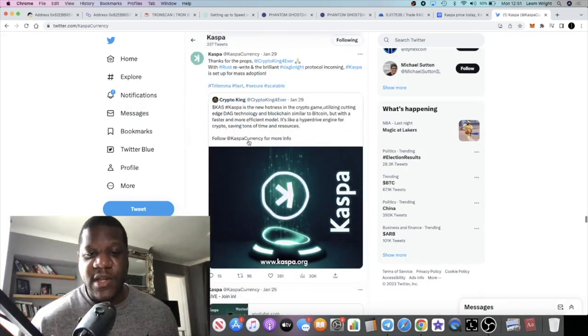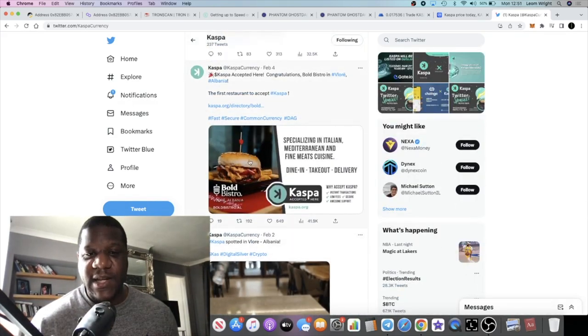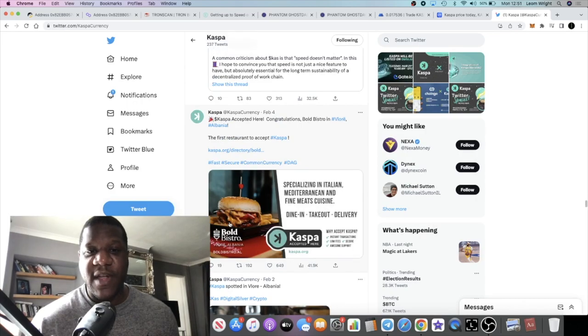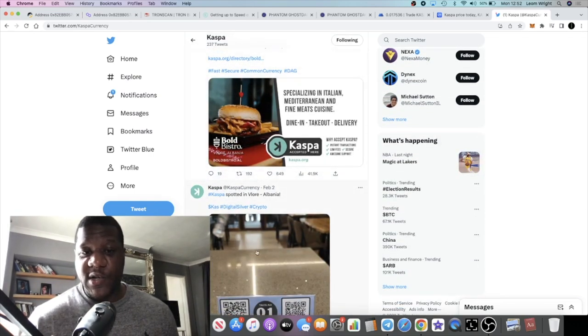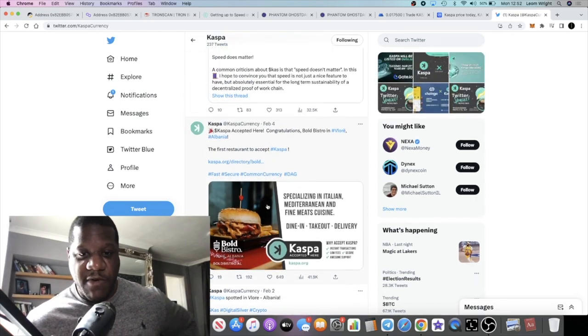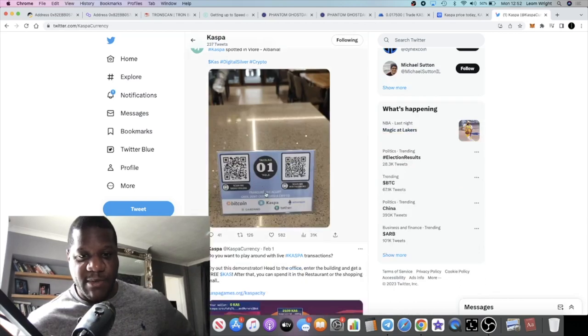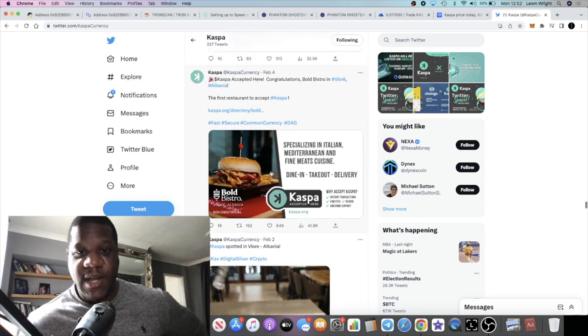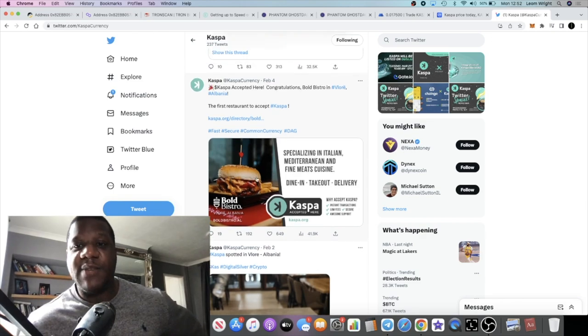And this is something you can use right now for payments, at least to buy a burger from this particular restaurant in Albania. So it seems like it's getting a little bit of adoption in Albania. I'm not sure if it's an Albanian project, okay? But clearly, we can see there's two tweets, one after the other, different dates, of course, 2 days after the other, where people seem to be accepting or recognizing Kaspa as a medium of payment in Albania. Okay, guys, so that's pretty bullish.